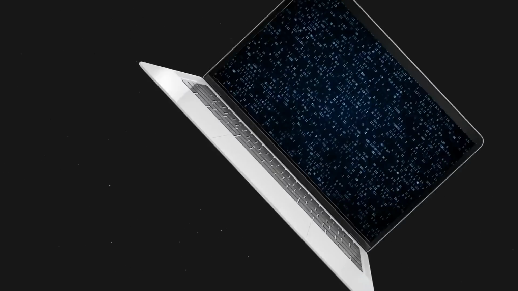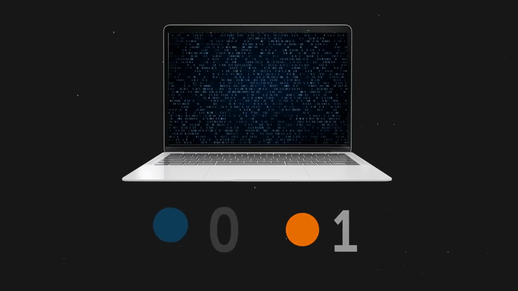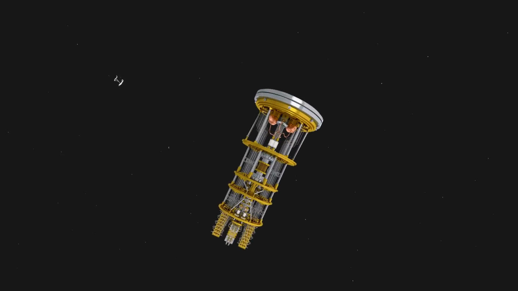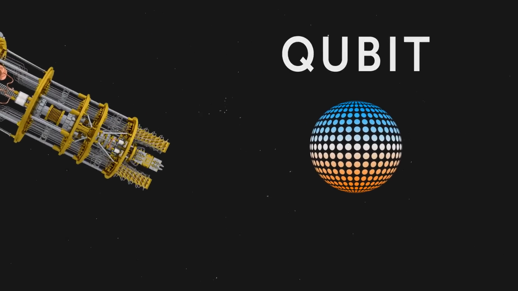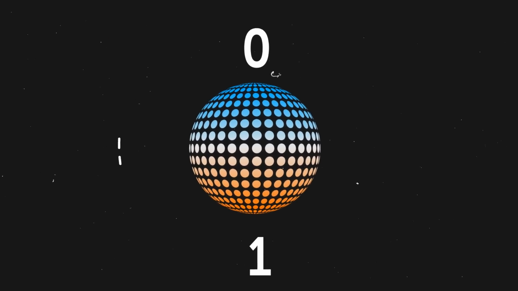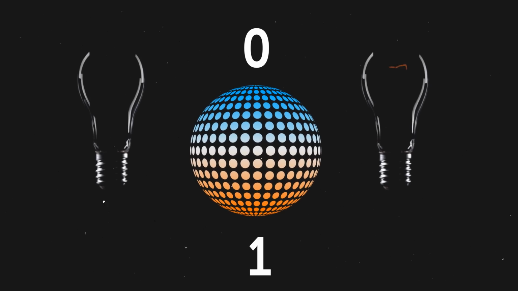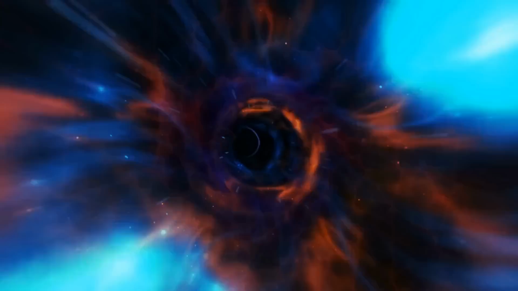That's like a regular bit in computers, which can be in one of two states, 0 or 1. But in quantum computers, there's a special kind of switch, called a qubit. Unlike the regular bits, a qubit can exist in multiple states at the same time. It can be both 0, 1, and all things in between, like having lights on and off simultaneously. Yeah, our universe has some weird rules.